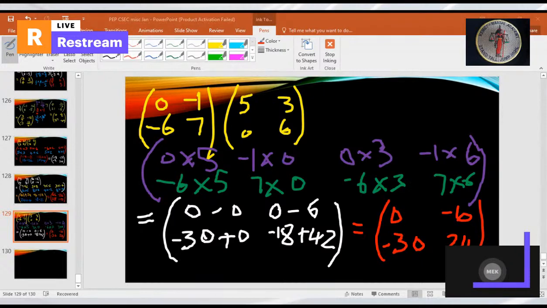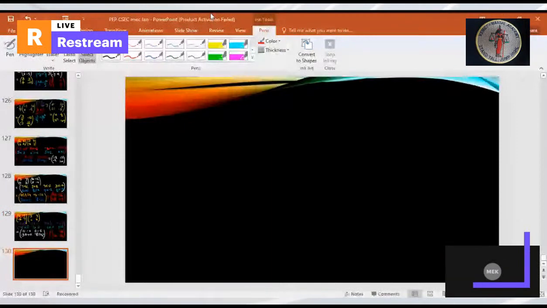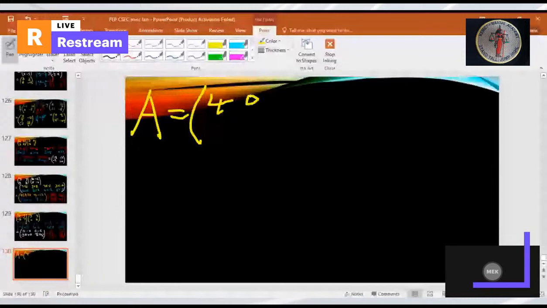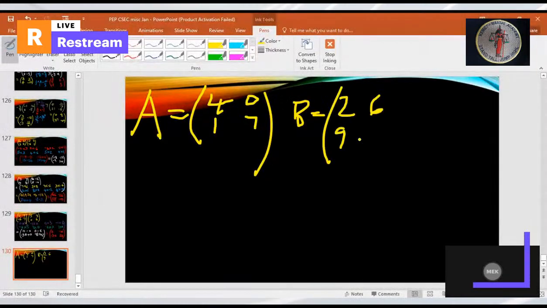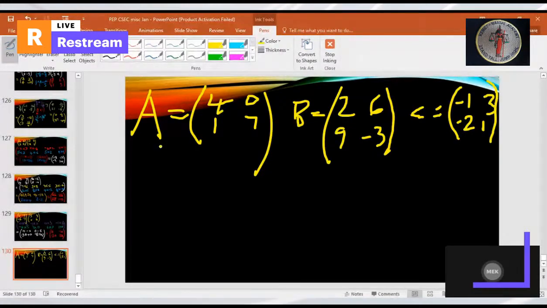So let's say you're given 3 matrices. You might be saying A is 4, 0, 1, 7, and matrix B would be 2, 6, 9, negative 3, and matrix C would be negative 1, 3, 2, and 1.